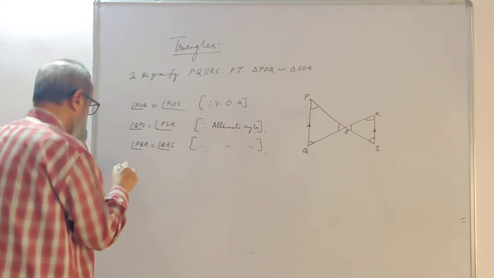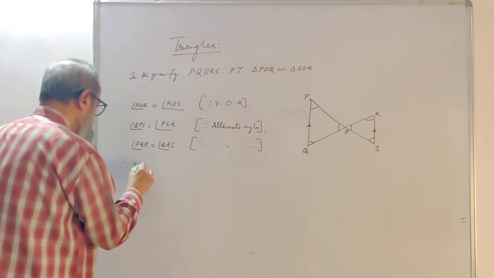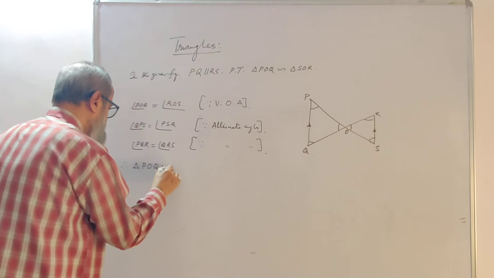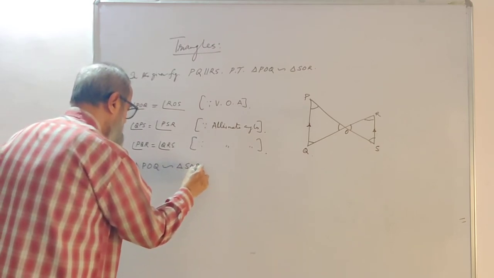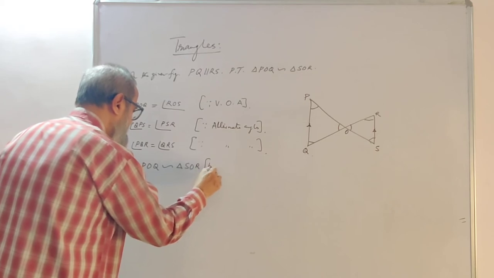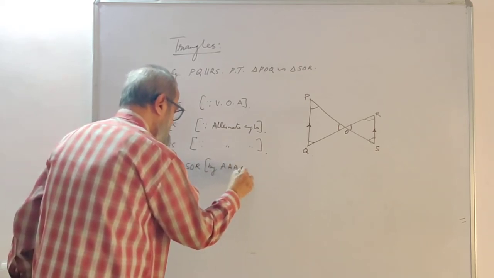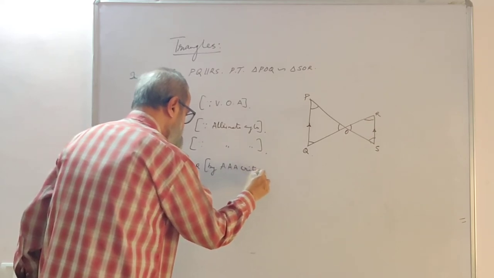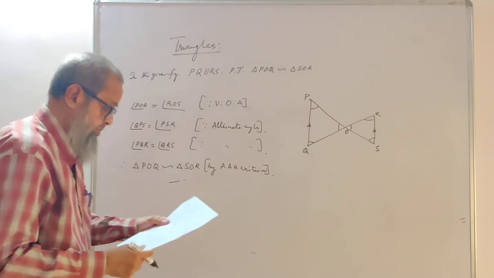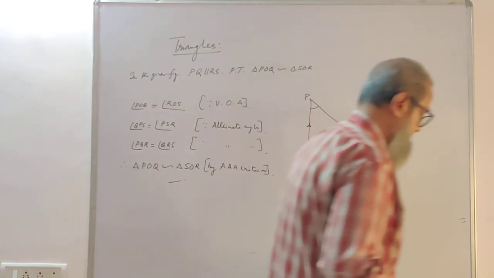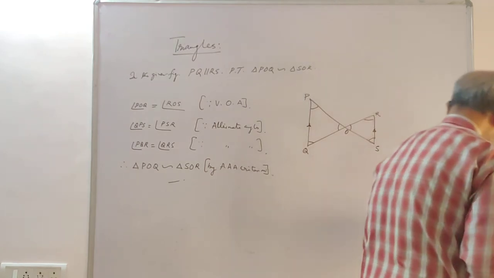So therefore triangle POQ is similar to triangle SOR by AAA criterion. Right. So we have to write like that. So this is one problem. Next, let us do one more problem. I'll take one more problem.